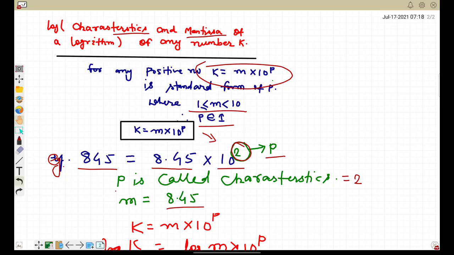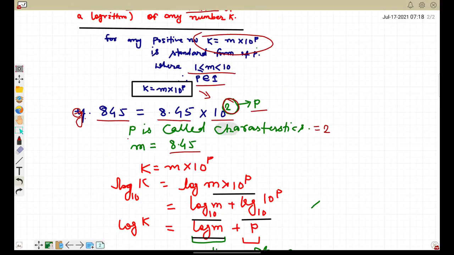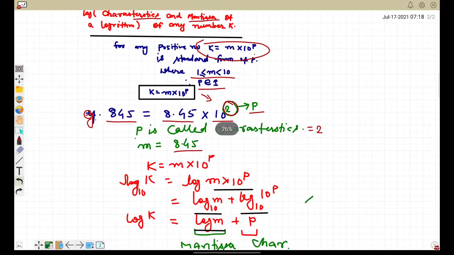So what we can observe in the next step, we can check if we write k is equal to m into 10 raised to the power p, here we can take log on both sides. So once we take the log on both sides, this side is log k base 10. If nothing is written in the base, then automatically the base value is 10, log of any value with base 10. On the right hand side, log of m into 10 raised to the power p. Using the formula log of m into n, we can write log m plus log n easily. So log m plus log n.